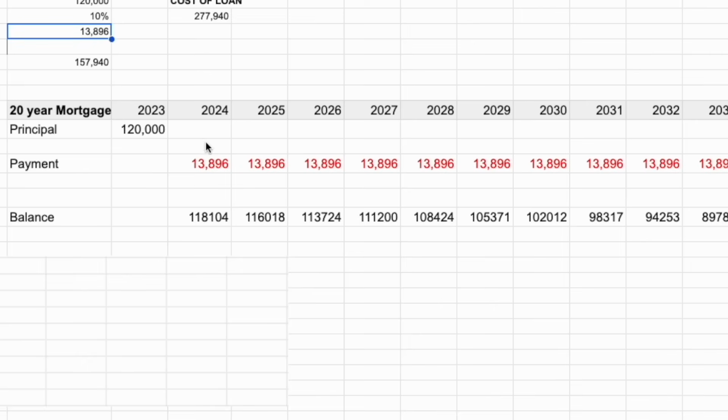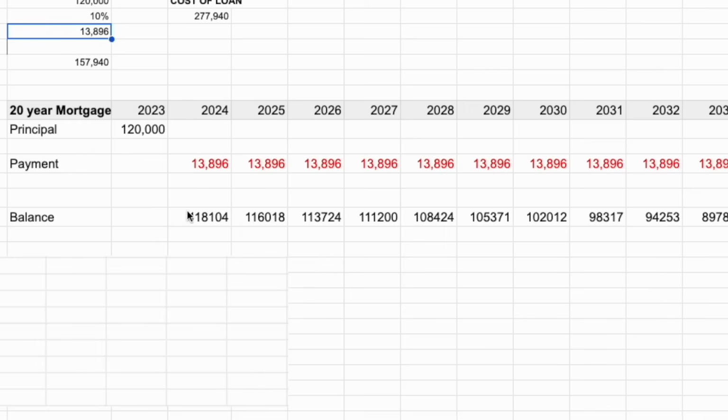The reason for this is the majority of your payment is going towards paying off the yearly interest rate on your principal, which is 10% of $120,000, which is $12,000. So of your $13,896, $12,000 is going towards the interest, and only $1,896 is going towards paying off your principal.